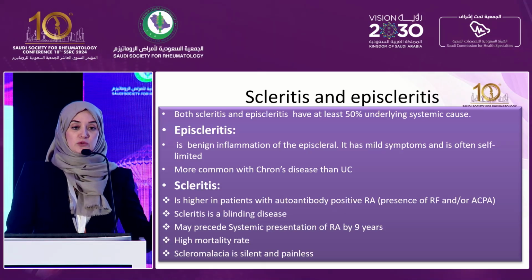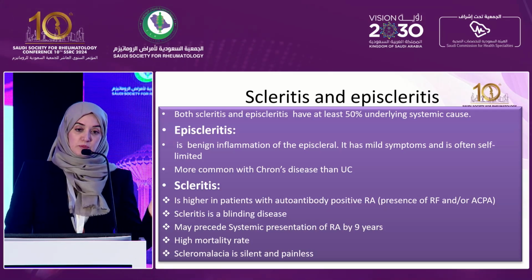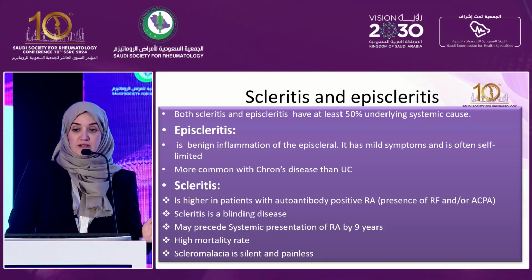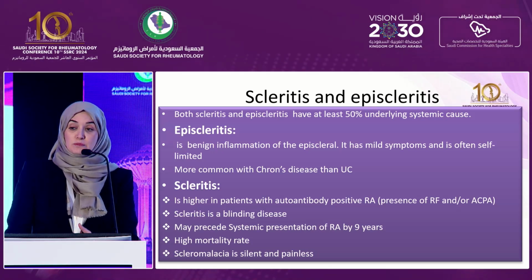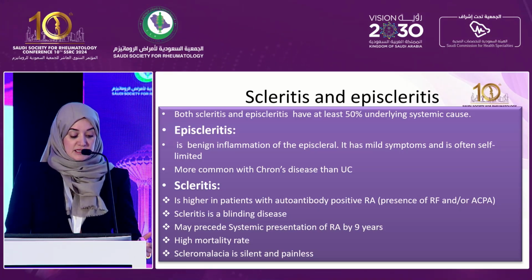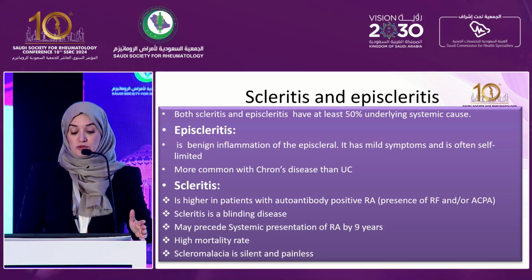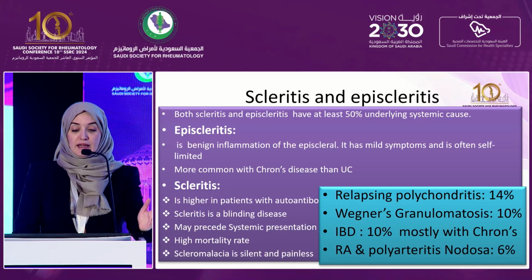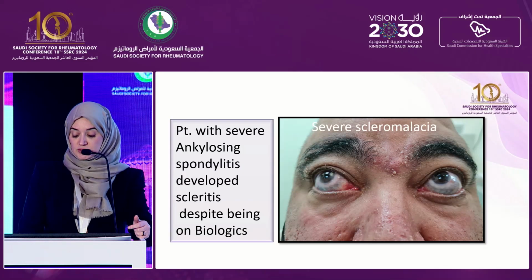The association between scleritis and rheumatoid arthritis, together with positive ANA and positive rheumatoid factor, is a high risk for mortality. Scleritis is a blinding disease, and it has to be addressed immediately. It may precede systemic presentation by 9 years, and it can even be silent in patients with rheumatologic diseases. It can happen in polyarthritis, in relapsing polychondritis, Wegener's, inflammatory bowel disease, and in rheumatoid arthritis.